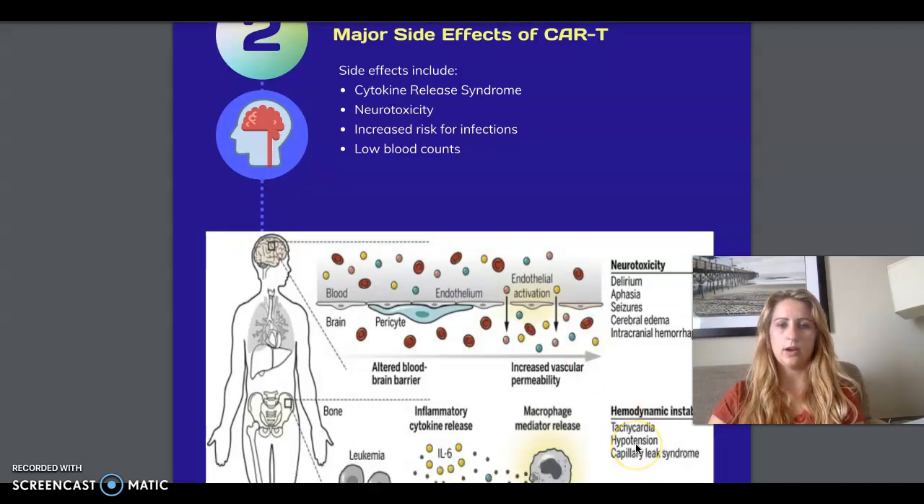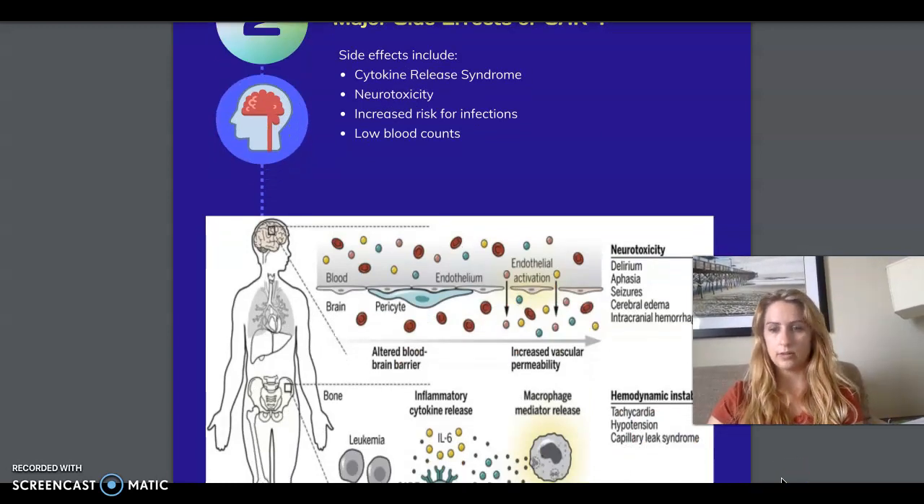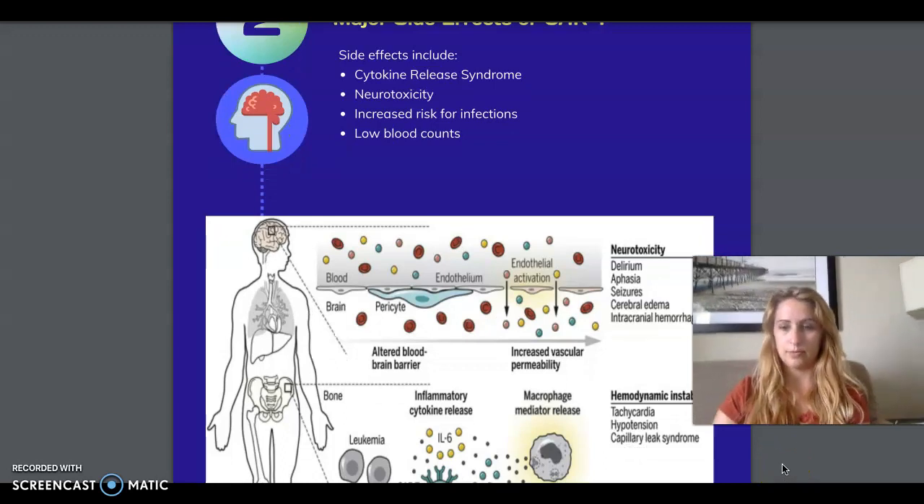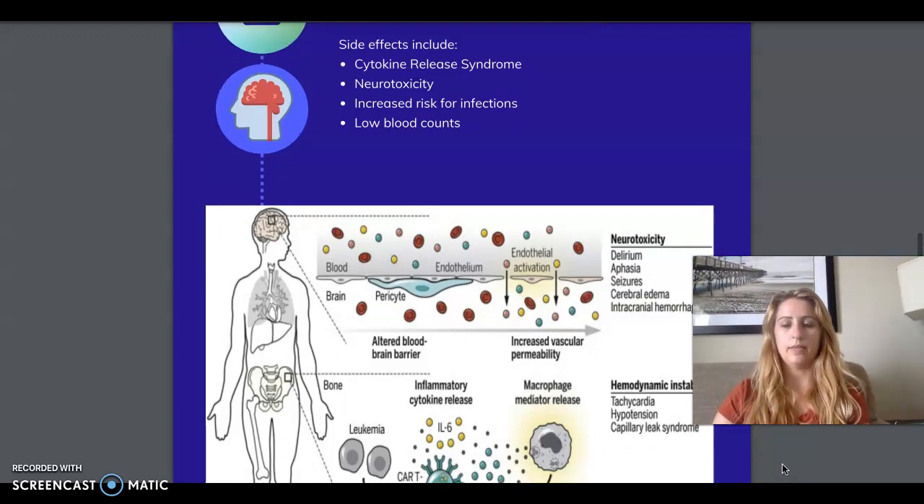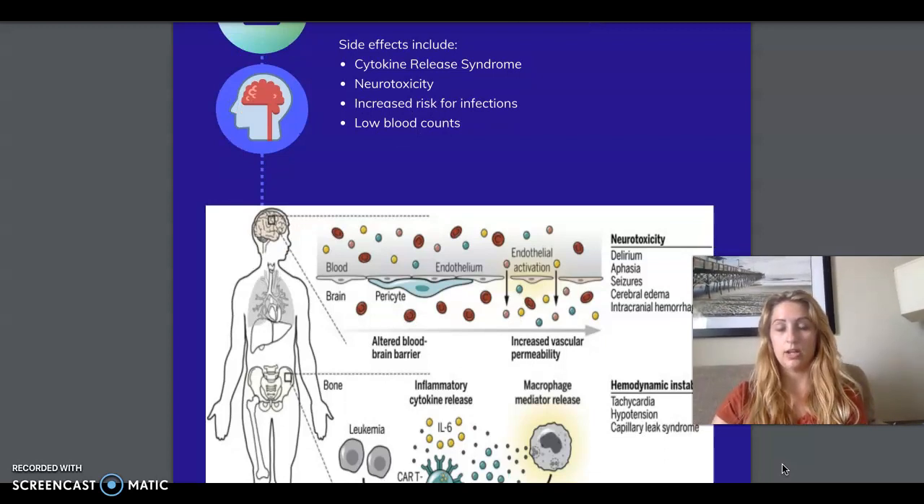So we see something called cytokine release syndrome, which you guys may have heard of. Neurotoxicity, there can be neurologic effects from this type of transplant. And then, as with our other transplants, you can get an increased risk for infection, and your blood counts can be affected from your chemo conditioning.